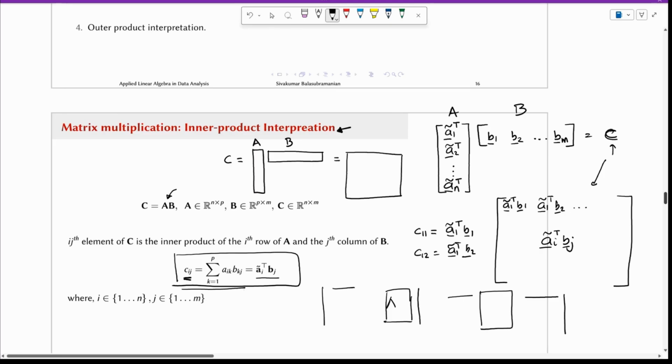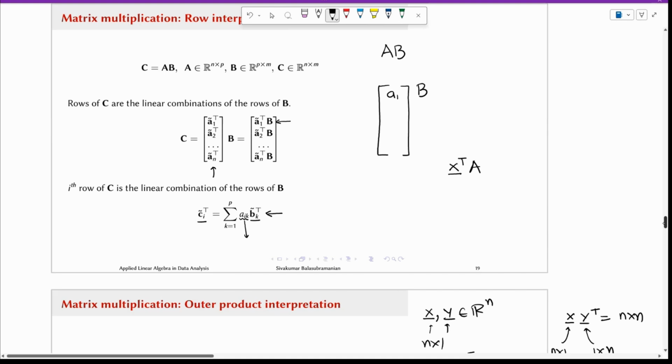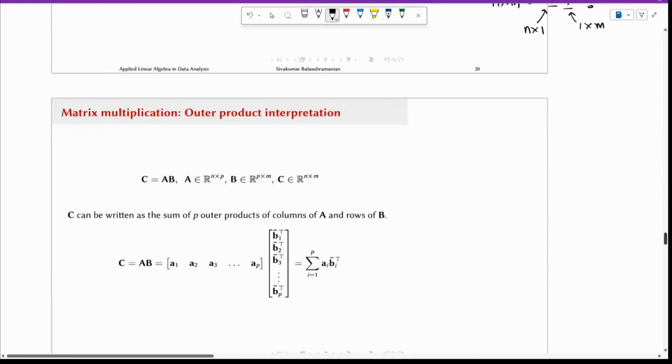Okay? That means here I chose to represent A as a block column and B as a block row. You could ask, well, what if you do the other way around? What if I represent A as a block row and B as a block column? That's essentially the last view. Okay. Let's go look at it. Okay. We have C equals AB. We represent A as a block row and B as a block column.